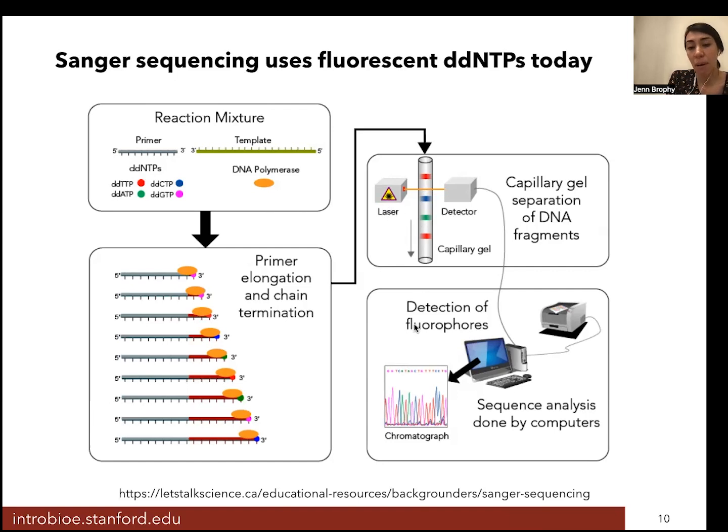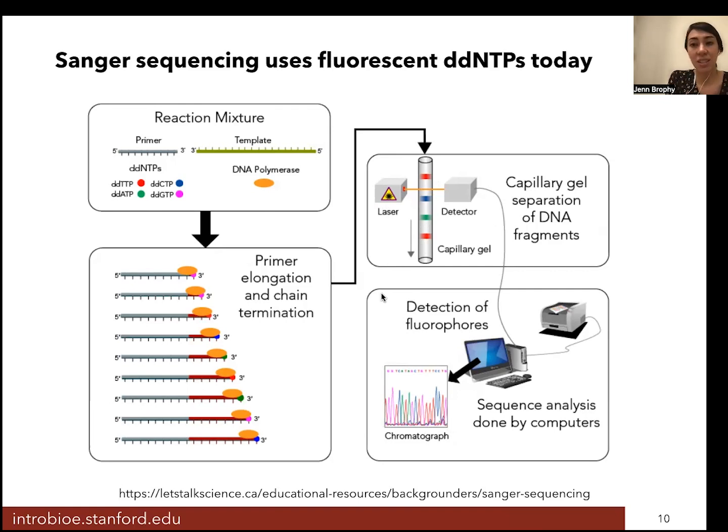So this type of reaction gives you data that looks like this. We call these chromatograms, where each peak corresponds to the passage of a DNA of a specific length through this laser detector region, showing you that there's a piece of DNA that's this length that has this specific base. In this case, I think pink is a G incorporated in your DNA. So this has helped accelerate DNA sequencing quite a lot.